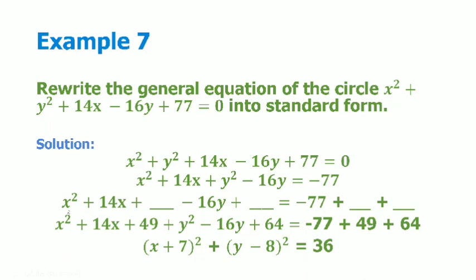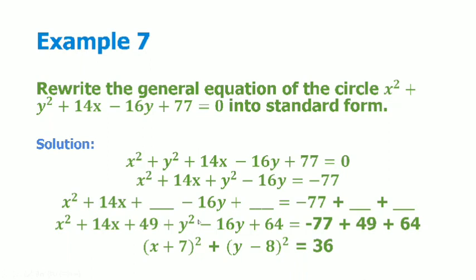And then completing this square, how do we find the third term here? We will find half of 14, and that is 7. Square 7, and we have 49.